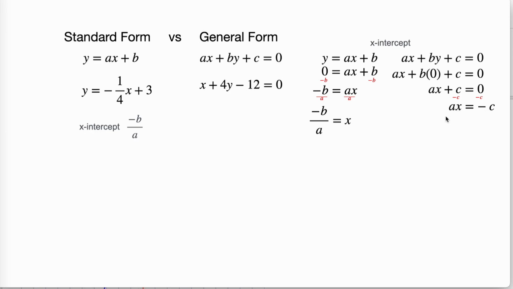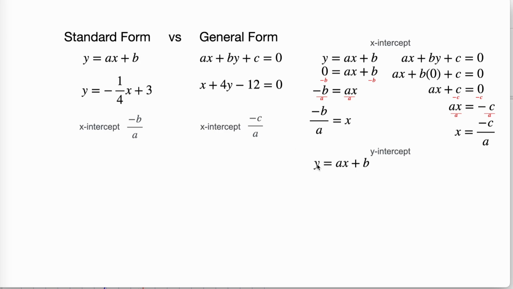Then, to get the x alone, the a is multiplying it. I divide both sides by a. That gives me x is equal to negative c over a. So this is the x-intercept for the general form, is negative c over a. For the y-intercepts, this is when x is equal to 0. The y-intercept for the standard form is b.